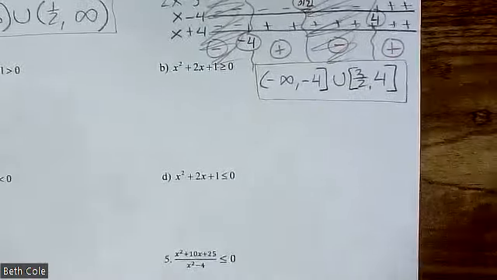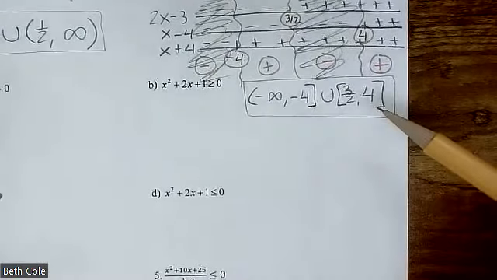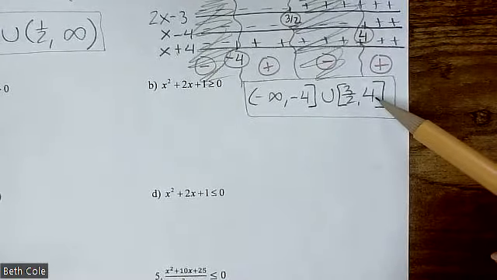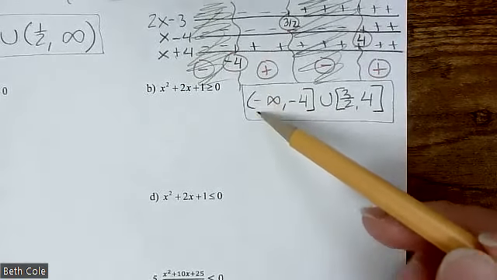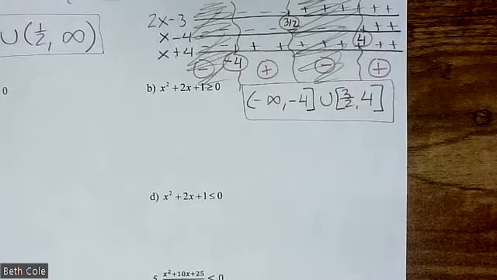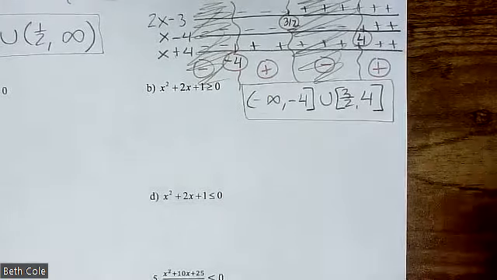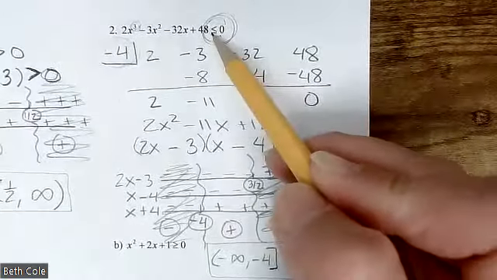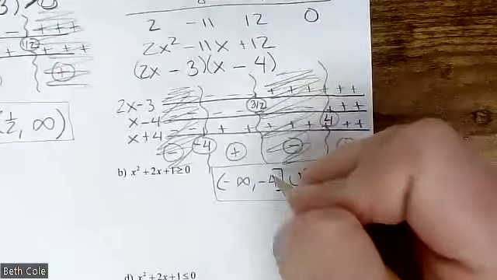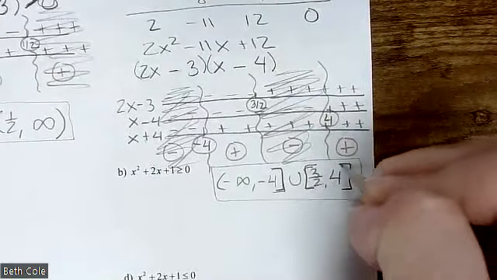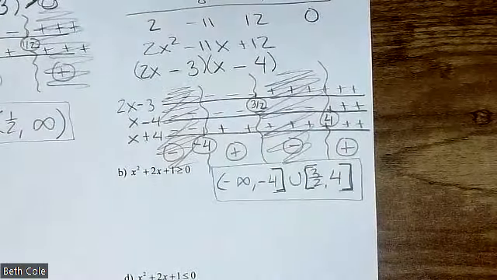Oh, wait, question. Go ahead. All the numbers are bracketed. You just can't bracket an infinity because infinity is not a number. So you can't ever put a bracket on an infinity or a negative infinity. But it's because it has the equal to that we want to include those numbers. So yeah, all 3 of these are brackets. Does that make sense?